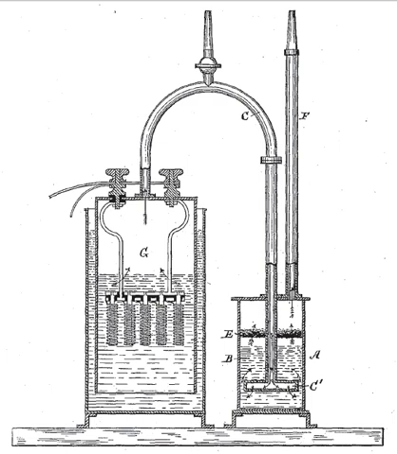Commercially, electrolytic cells are used in electrorefining and electrowinning of several non-ferrous metals. Almost all high-purity aluminium, copper, zinc and lead is produced industrially in electrolytic cells.